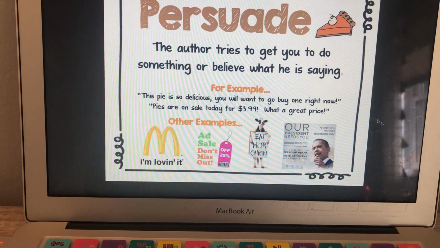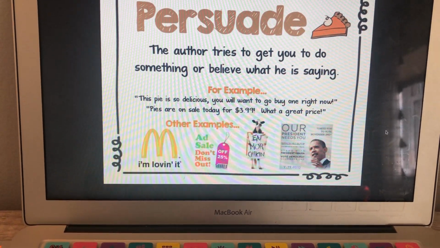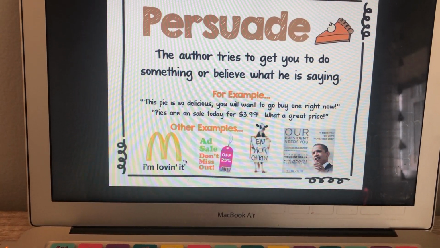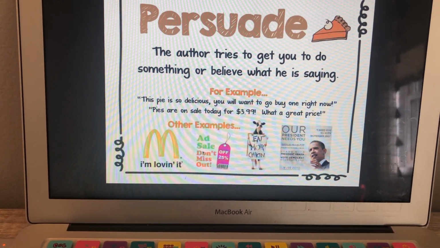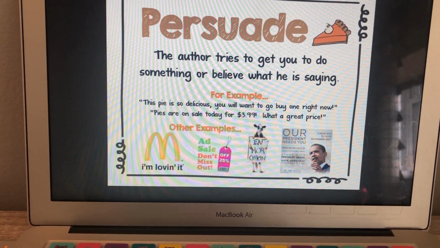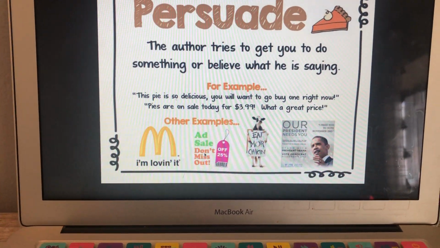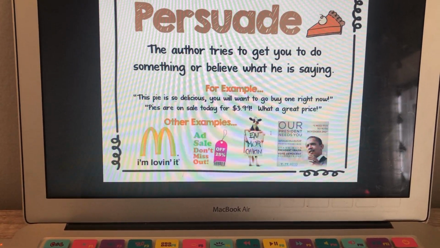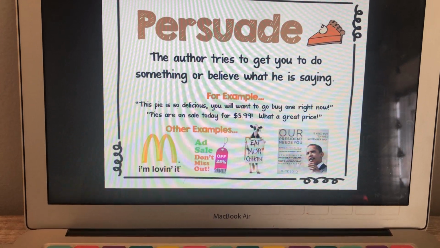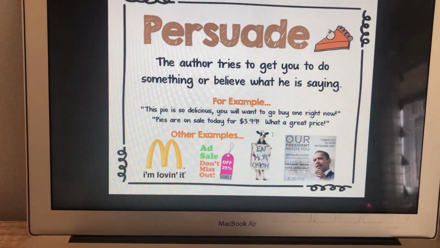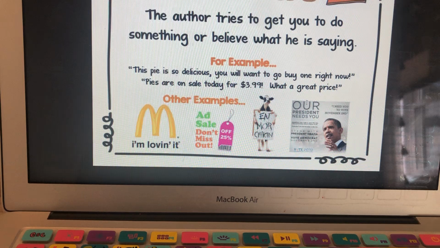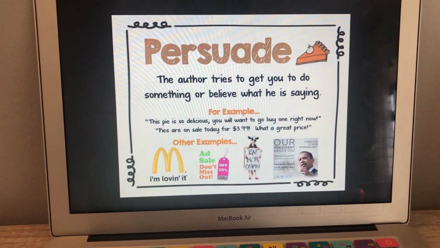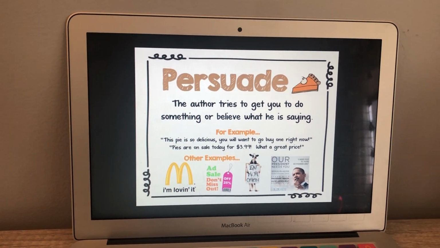Here are some other examples, like ads. McDonald's tries to get you to eat McDonald's, or some authors might write an ad for a sale, or this one, "Eat more chicken," because the cows don't want you to eat cows. And then this magazine article is about the president. Okay.